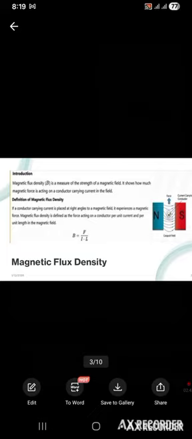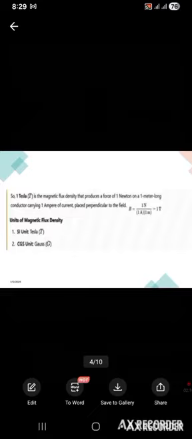Magnetic flux density is a measure of the strength of the magnetic field. Yesterday we discussed that the greater the density, the greater the strength of the magnetic field, right? And it shows how much magnetic force is acting on a conductor which is carrying current within the field. You have to learn the proper definition of the flux density. It is very important with respect to short questions, and so is the unit of this magnetic induction or the magnetic flux density.